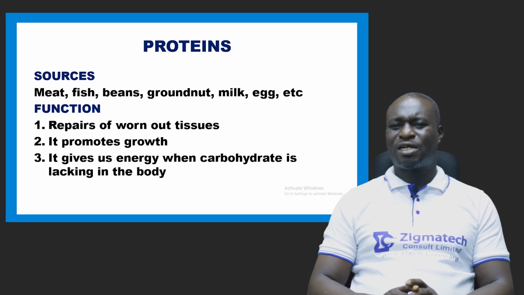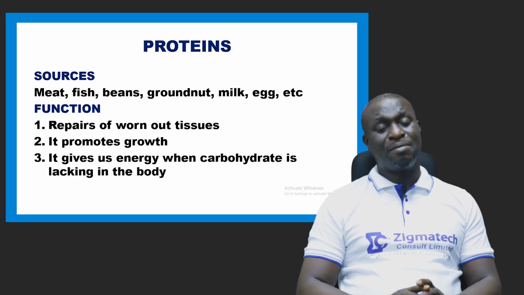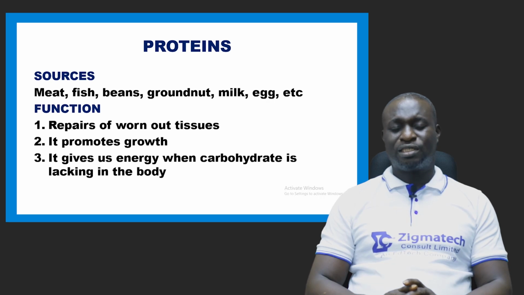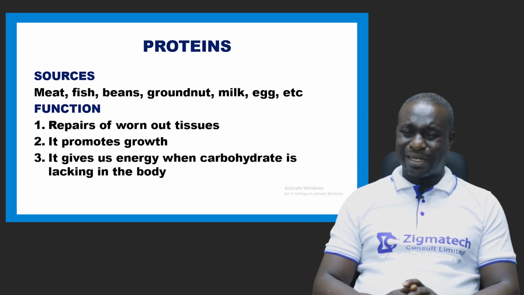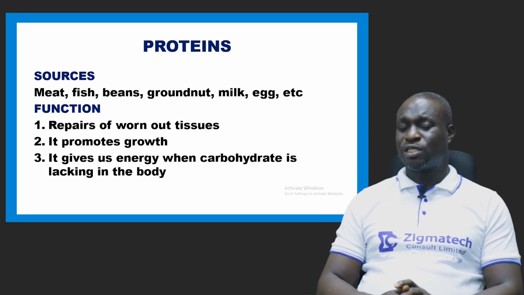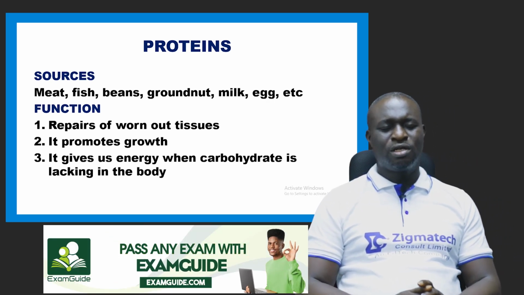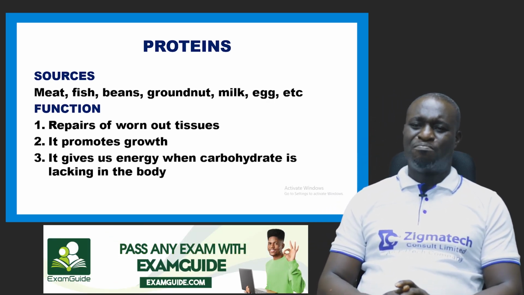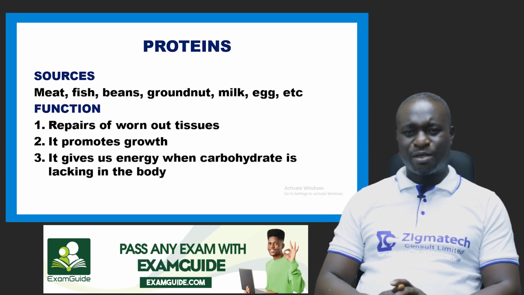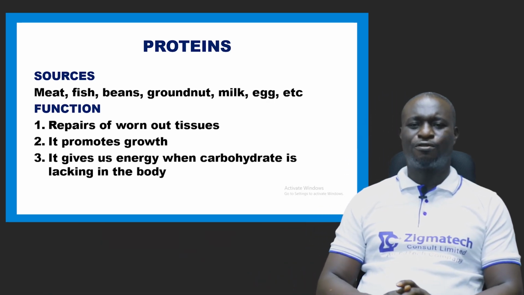Now, there are several sources of proteins. Proteins can be a plant source. We can also have animal sources of proteins. But in terms of carbohydrates, majorly carbohydrates are plant sourced, okay? But in terms of proteins, we have both animal and plant source. Examples include meat, fish. You see, those are animal sources. We have beans, granules. These are plant sources. Milk, egg, that's also animal sources, and so on. These are various sources of proteins.